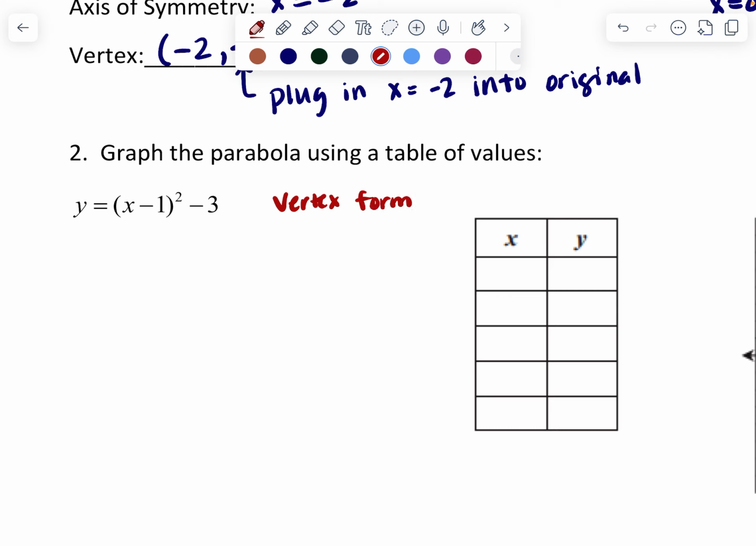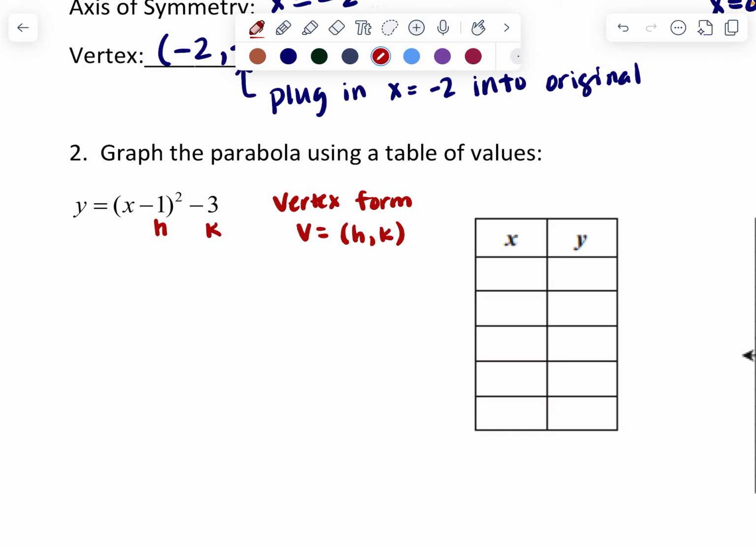Okay, now vertex form is kind of nice because this gives you the vertex right off the bat. The vertex V is really just something called H comma K. What is H and K? Well, it's this value and it's this value, okay?